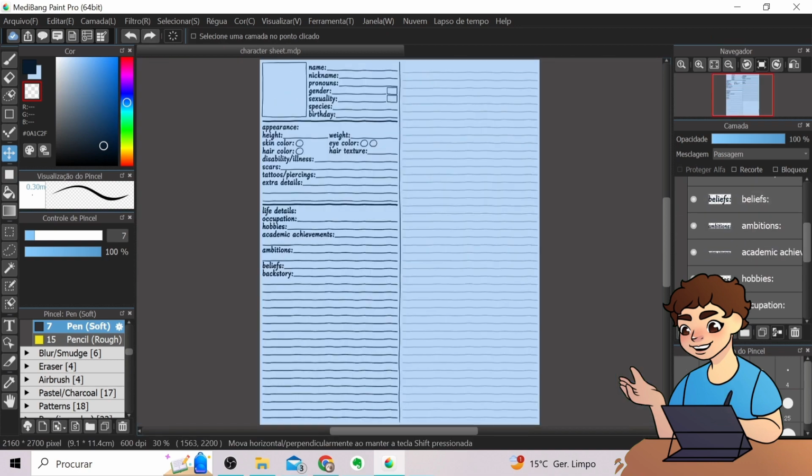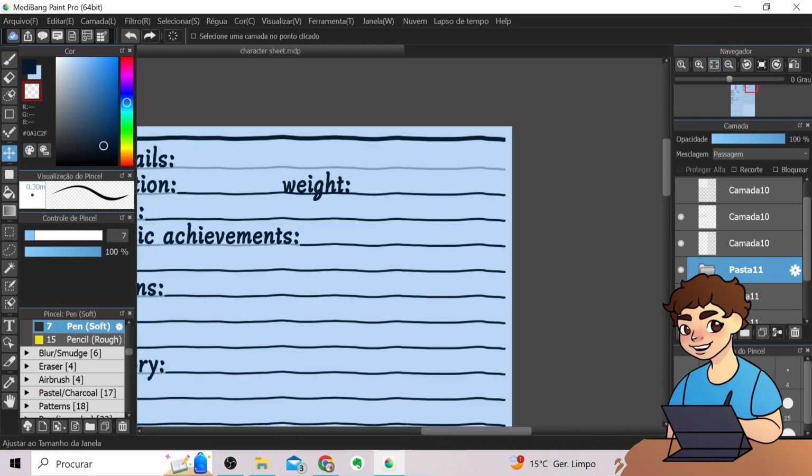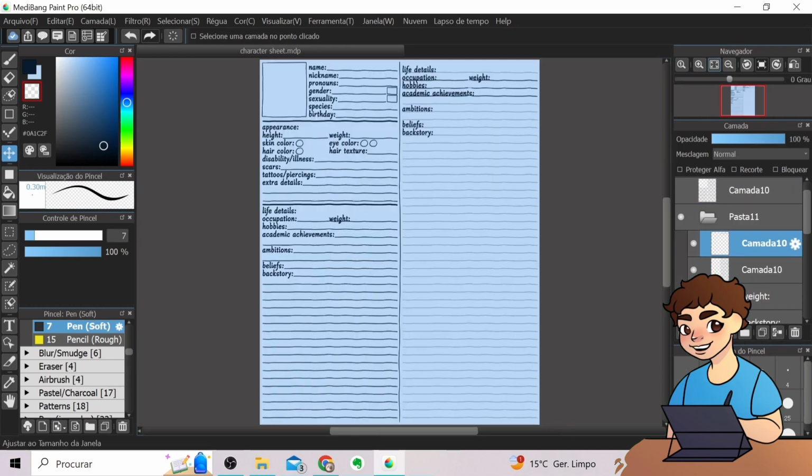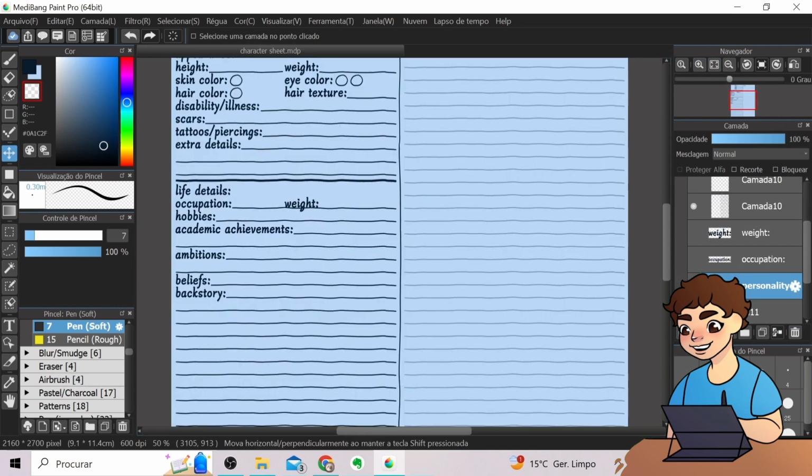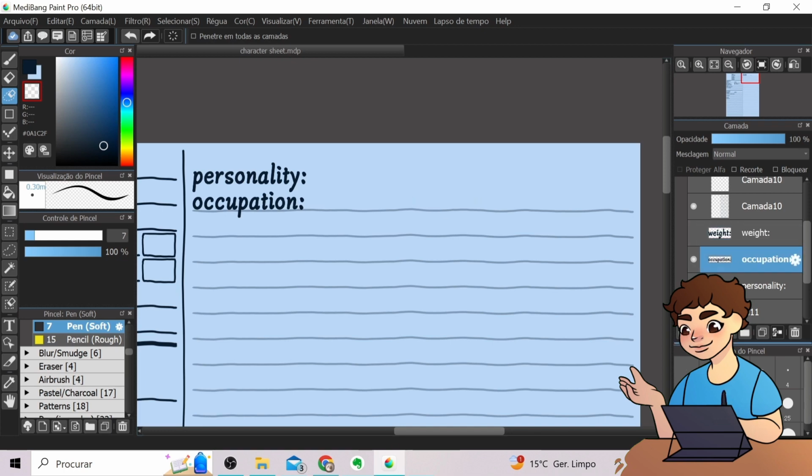And when it comes to personality, it's similar to the last part. You can either write a short text or you can use some sort of scale to represent who they are. Are they more introverted or extroverted? Do they use their brain or heart more? Stuff like that.